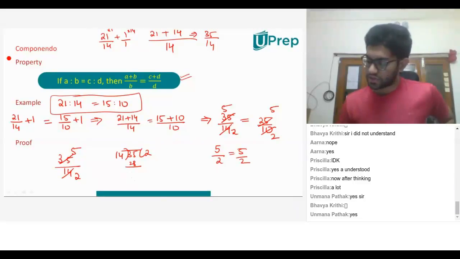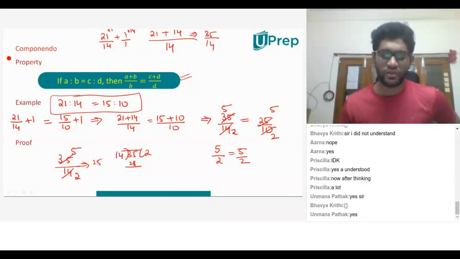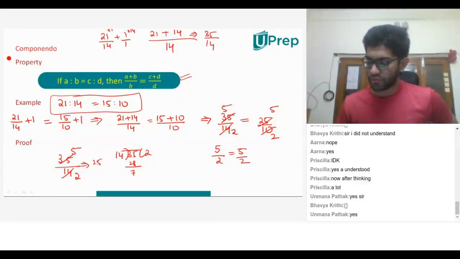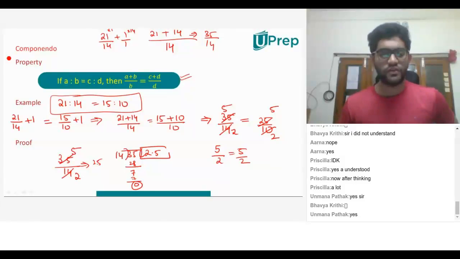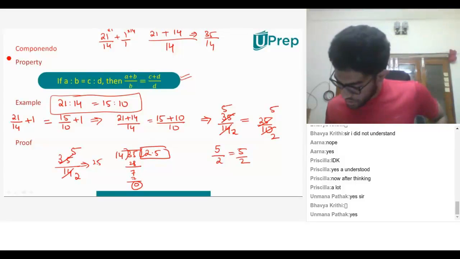So instead of doing that, I'm directly doing this. I'm going to get the same thing. This is 2.5 or 5 by 2. You agree with me? If I divide 35 by 14, isn't it the same thing? 14 twos are 28. Remainder 7. 14 into 0.5 is going to give me 7. Remainder 0. 2.5 is the same. Right? Cool.